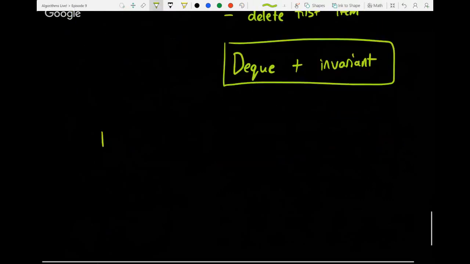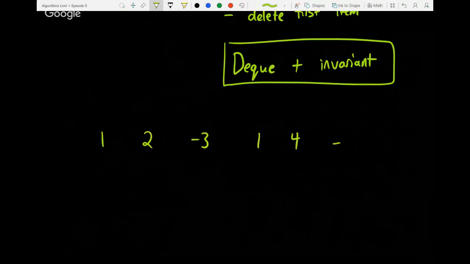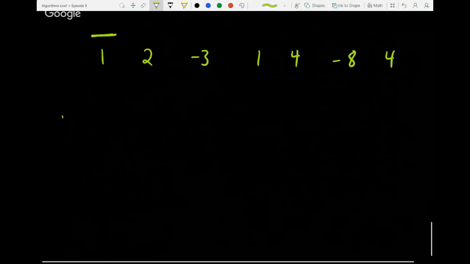Okay, so let's say we have 1, 2, -3, 1, 4, -8, 4. And I want to do sliding windows on this, and I always want to know what's the max value I've come across. So if I start my position here, I'll just put the smallest value on the data structure.